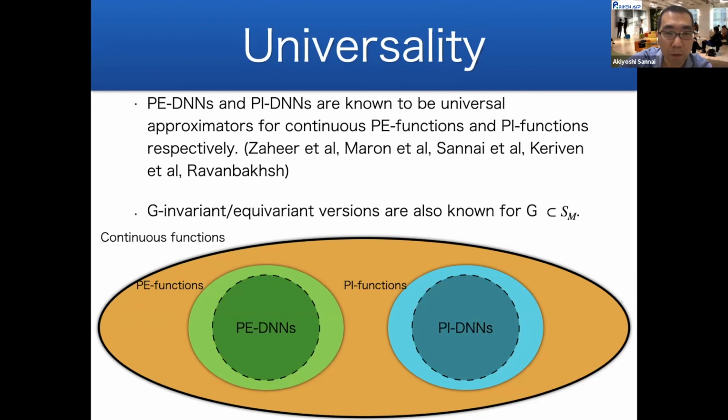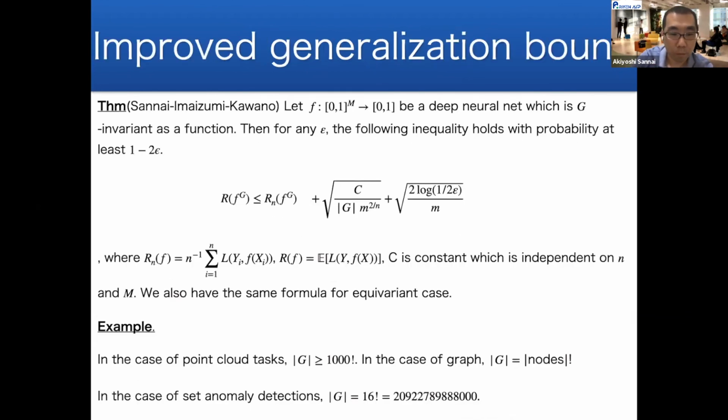Okay, and I will also remark that for finite groups G, the same result is known. Then another one is joint work with Imaizumi-san and Kano-san. For a normal deep neural net, we know a generalization bound. The generalization gap is bounded by something close to this. But the difference in the G-invariant case is that the second term is divided by the order of the group. This is a big difference, and the second term is, of course, the leading term.